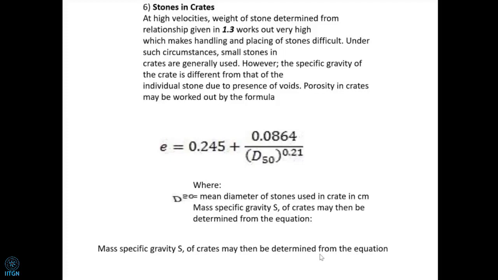The difference between a single dry stone and a gabion stone is that porosity is involved. The void ratio is involved, which is of the order of 35% to 40%. Okay? Here in this formula, there is a small mistake. Please note, D50, here I have put it D20. D50 is the mean diameter of the stone used in the crates in centimeters.